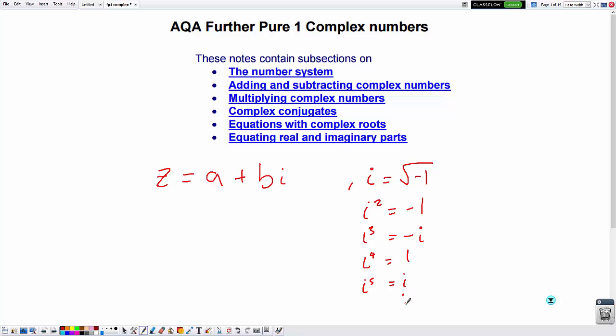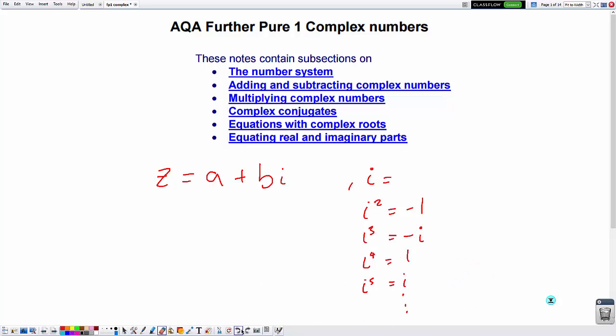And as you can see, this carries on going forever, so there's a pattern. It goes i, -1, minus i, 1, i, and so on. -1, minus i, 1.